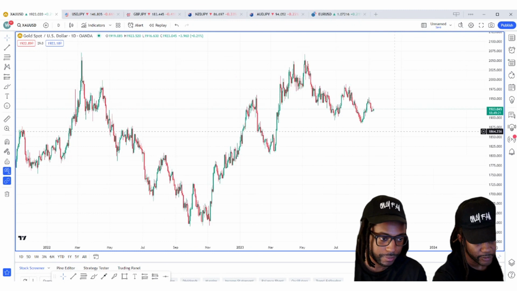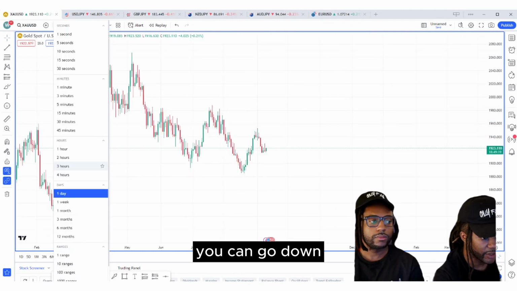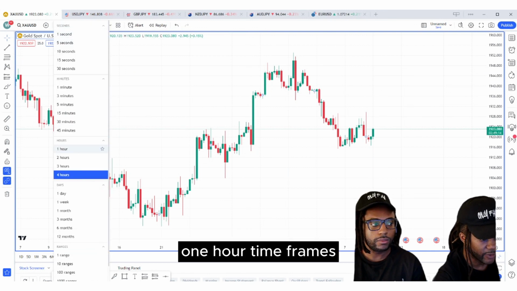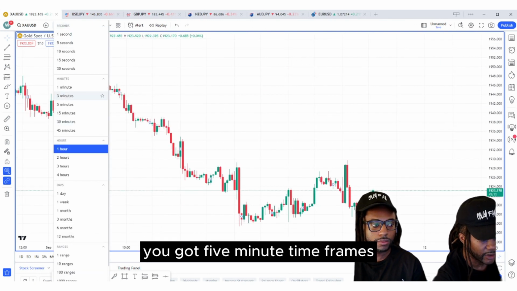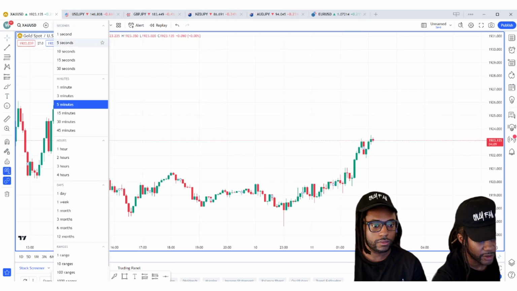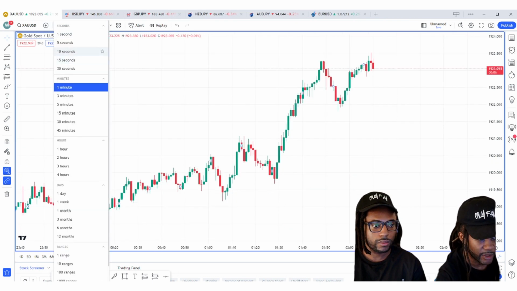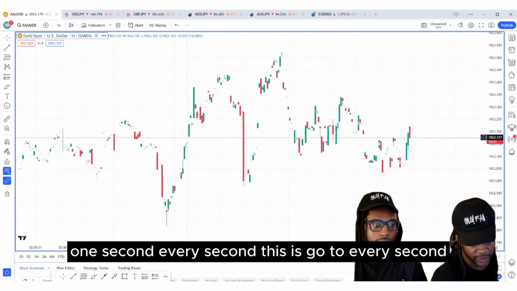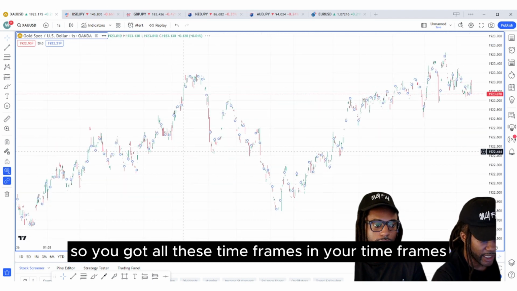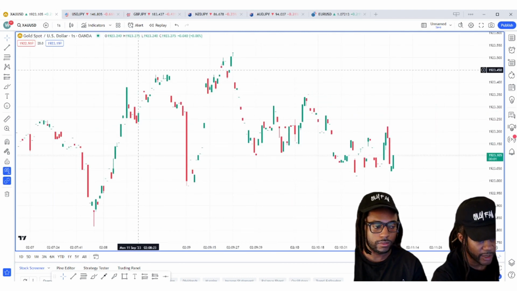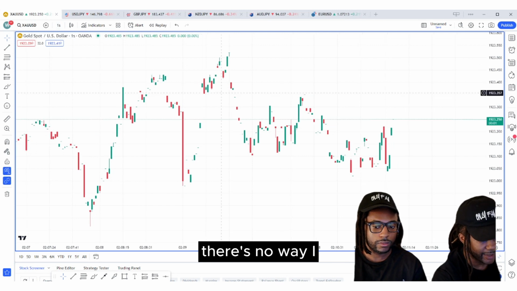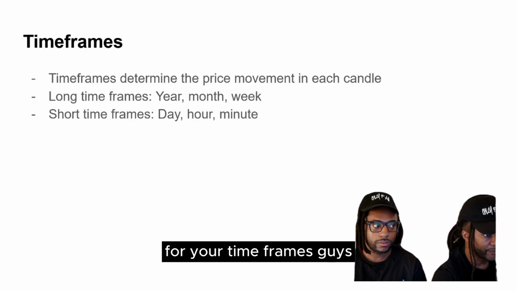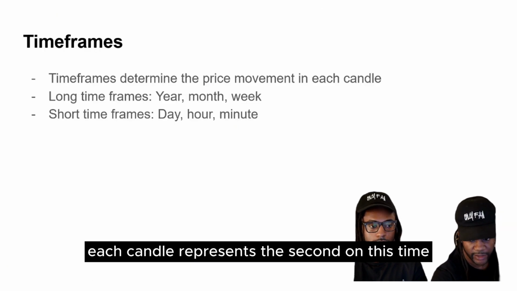And then you can go down. You got the 4-hour time frames. You got 1-hour time frames. You got 5-minute time frames. You got 1-minute time frames. You even got 5-second time frames and 1 second. Every second, this is go to every second. So you got all these time frames. You're not gonna see me trade on this time frame. These are your time frames, guys. Each candle represents a second on a time frame.